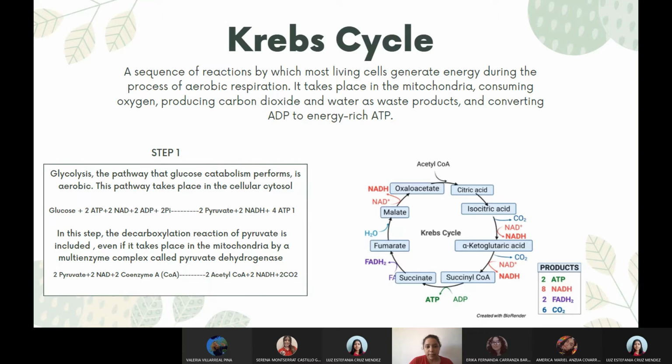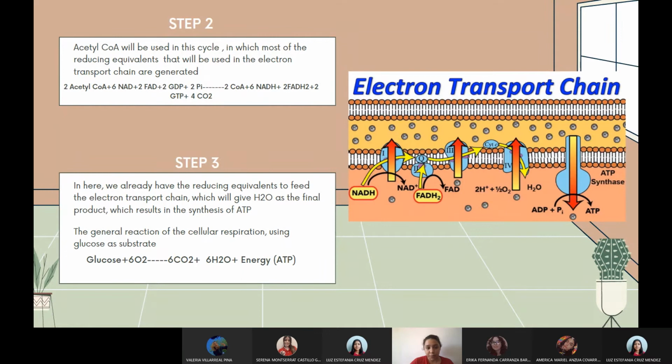Also in this step, the decarboxylation reaction of pyruvate is included, even if it takes place in the mitochondria by a multi-enzyme complex called pyruvate dehydrogenase. Now in step 2, acetyl-CoA will be used in this cycle, in which most of the reducing equivalents that will be used in the electron transport chains are generated. There again we have the reaction that represents this step.